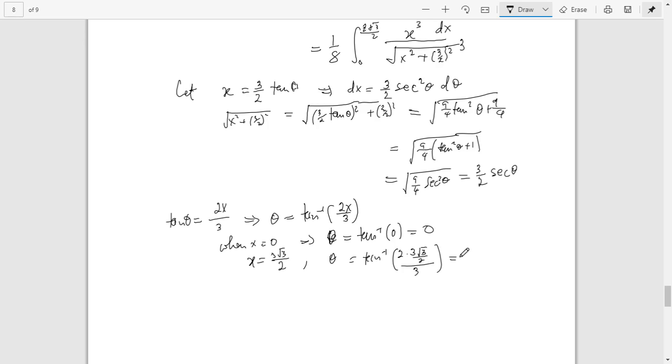If you simplify what is in here, the 2 will cancel out 2 and 3 will cancel out 3. We are just left with inverse tan of root 3, which is the same thing as pi over, I think that would be 60 degrees, yeah. Pi over 3 or 60 degrees.